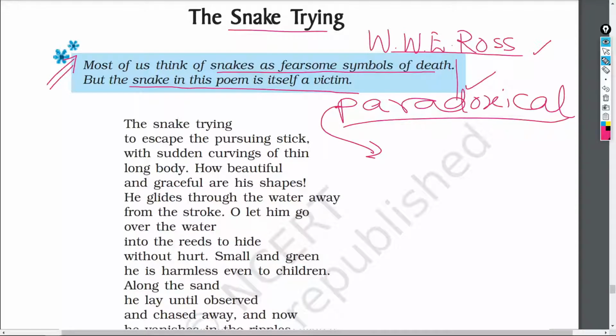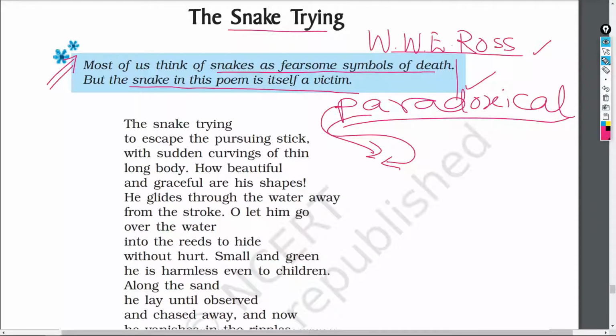This snake actually is the symbol of death. But here the snake itself becomes the victim of death, because somebody is pursuing, somebody is going to kill it. Therefore, this statement is just like another paradoxical statement, like, in my beginning is my end, in my end is my beginning. Therefore, let us continue. Here we go.